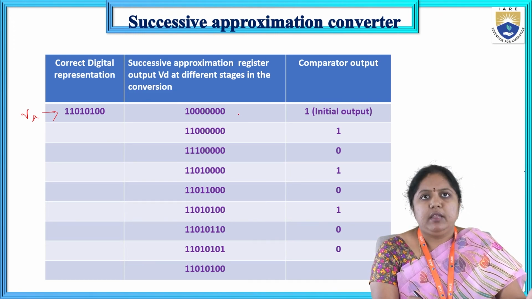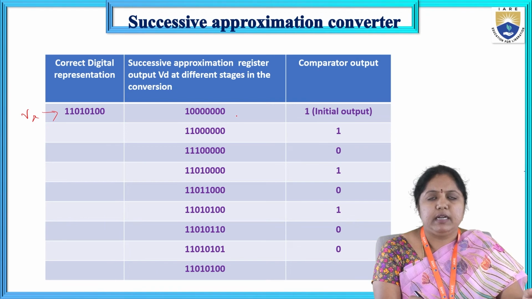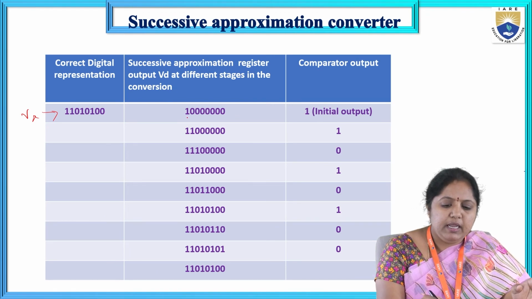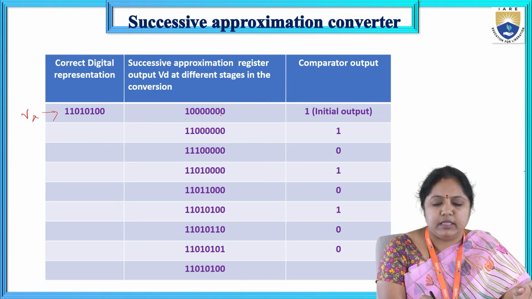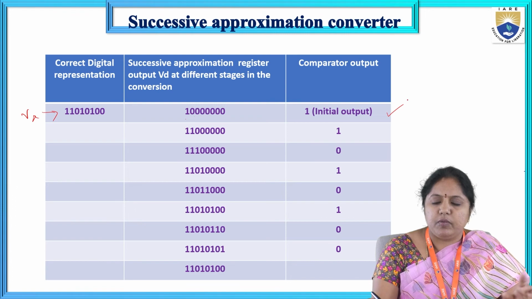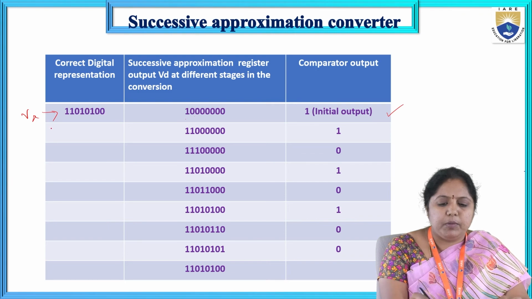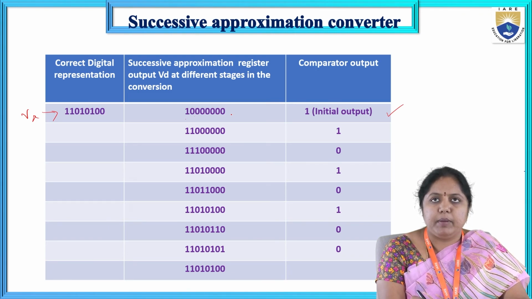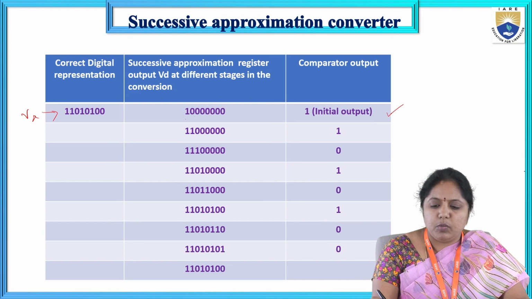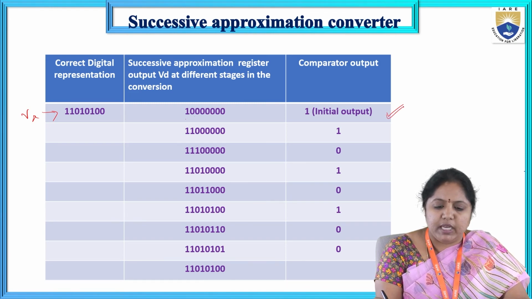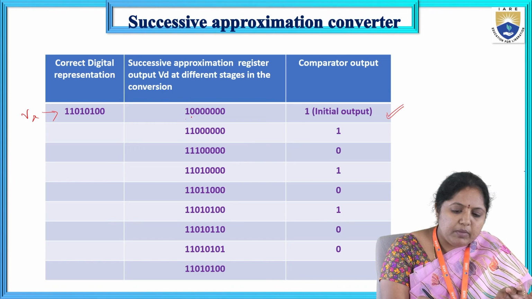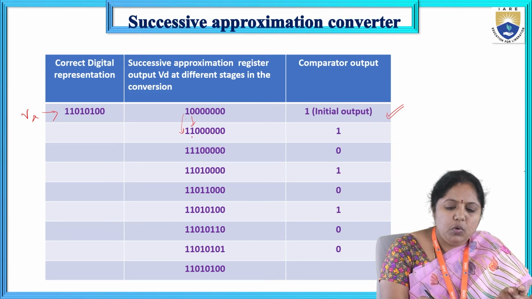First, I have started the start of conversion. I click the start of conversion command. Then immediately the SAR register will generate the output value equal to 10000 like this. At that time, the comparator output value is initially 1, since there is a comparison of the analog input signal with this value. Definitely the comparator output value is 1. When the comparator output value is 1, this same MSB bit is kept as it is, 1. The next highest bit value is changed from 0 to 1.